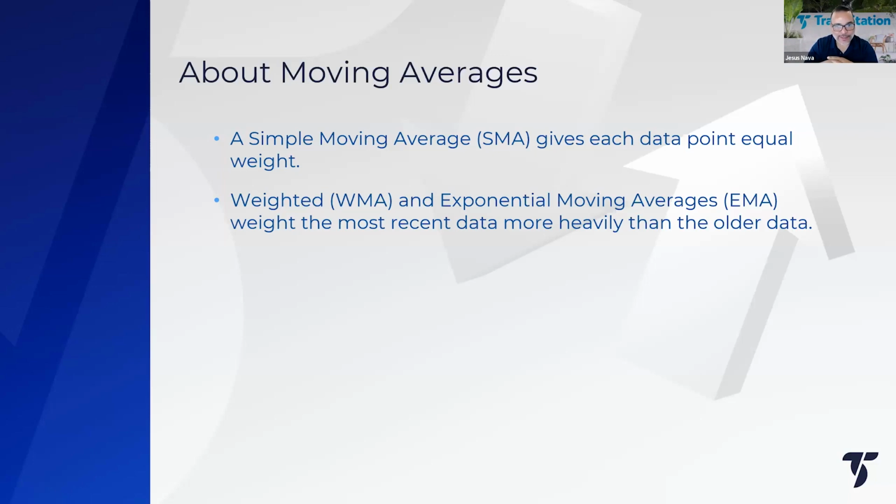Now, a weighted moving average and an exponential moving average, and we put those together because they provide more weight to most recent data. It'll make sure that the more recent data is heavier in the calculation than the older data. A lot of times traders opt for these type of moving average because they're a little bit more responsive and they're not as lagging as the simple moving average.